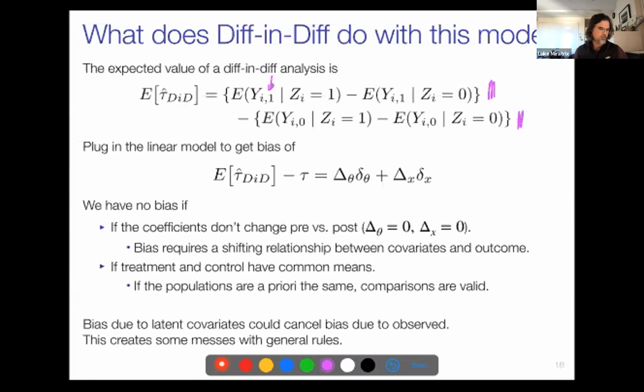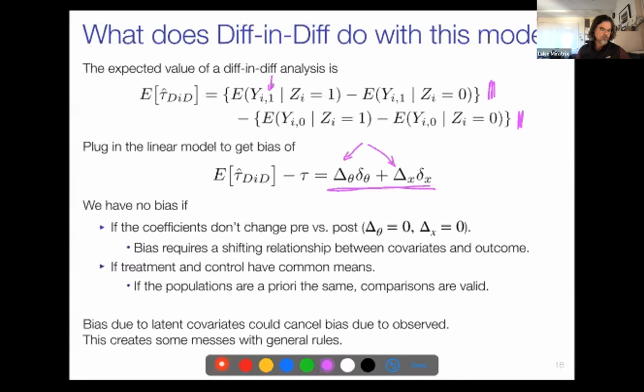If we plug all of that into our linear model, we get that our Diff-in-Diff bias, the bias of using Diff-in-Diff without any further adjustment, is going to be this imbalance, which, if you think back a few slides, is namely the violation in parallel trends, or the consequence of the violation in parallel trends. In particular, if you do have parallel trends, then this term and this term would both be 0, and you would therefore have no bias from your Diff-in-Diff estimator. So you have no bias if your coefficients don't change pre versus post. If delta theta is 0 and delta x equals 0, in order to have bias, you need to have a shifting relationship between your covariates and the outcome. If the relationship between your covariates and the outcome is purely static, then you're going to be good to go, and you should just use Diff-in-Diff with no further adjustment.